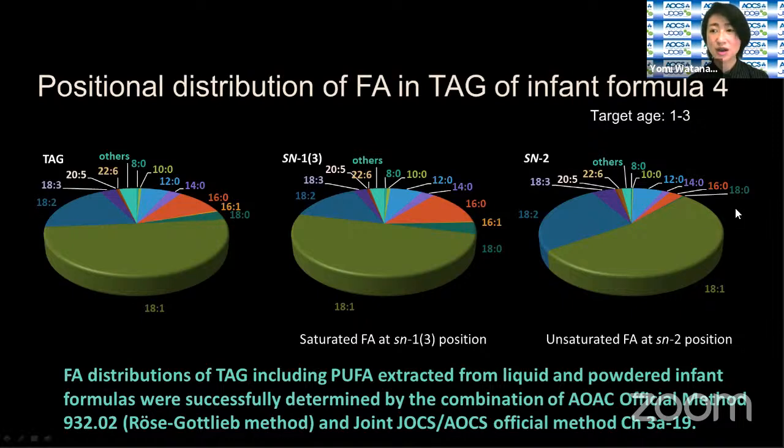Sample 4 has very little saturated fatty acid at the SN2 position and was clearly based on vegetable oil. In conclusion, the new joint JOCS-AOCS method is applicable to a broad range of oils and is practical for use in determining the fatty acids in the SN2 position of complex food products.